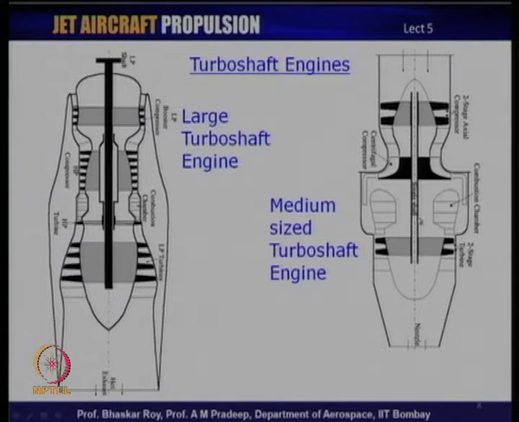On the right hand side, we have a slightly smaller engine, a medium sized turboshaft engine, in which what has been deployed is a combination of axial flow compressor and a centrifugal compressor. And this combination is very popular in turboshaft engines, because it provides a very compact engine producing sufficient power through the shaft to run the rotor. So, here also this rotor shaft would be coming out over here, and there of course, would have to be a gearbox to run the rotor.